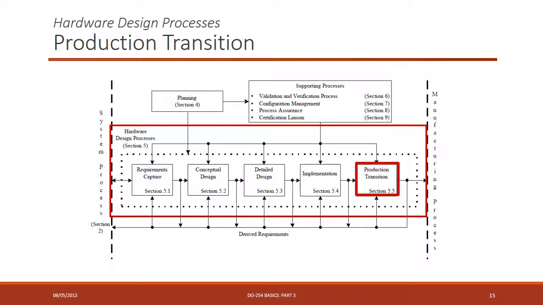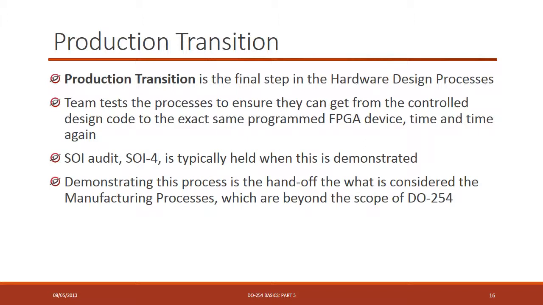The final stage of hardware design processes is called production transition. To get from controlled design source to the exact same programmed FPGA time and time again. So repeatability is essential here. And this needs to be demonstrated in an audit. Typically, the SOI 4 audit is held to see this demonstrated.